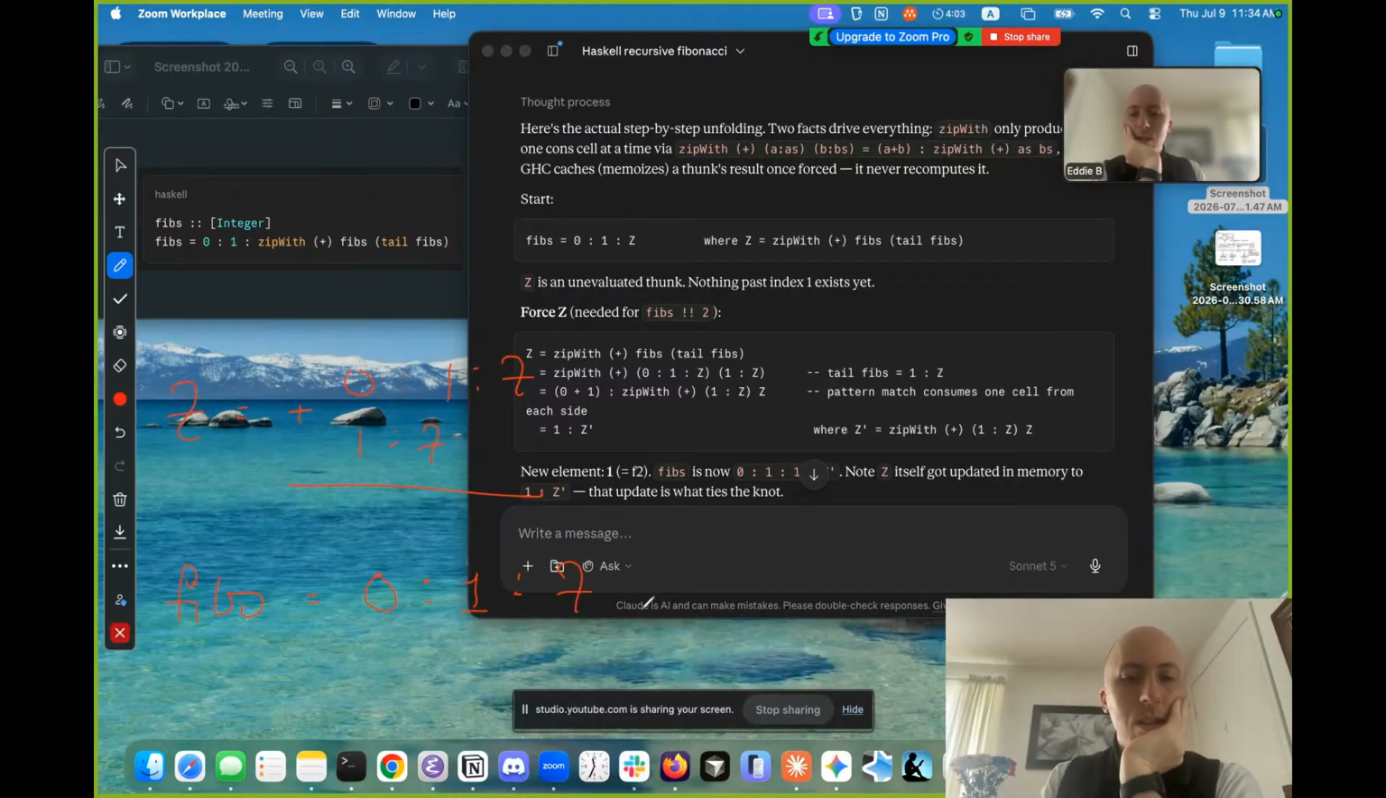So fibs, if you expand Z out, it's going to have the plus thing in here. So it's going to be this and 0, 1 const with Z adding on 1 Z like this. So if you just expanded out one thing, they're kind of related. Like fibs is defined in terms of Z, and is Z defined in terms of fibs? I don't know about that.